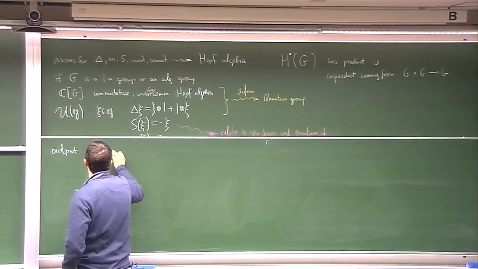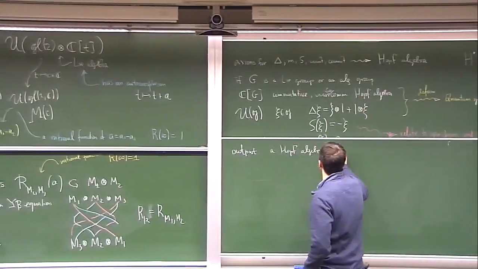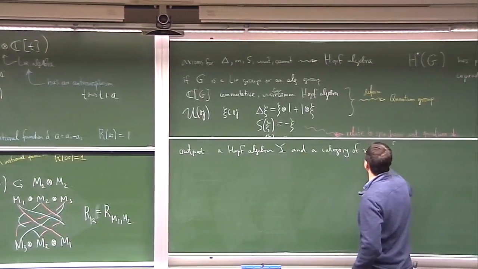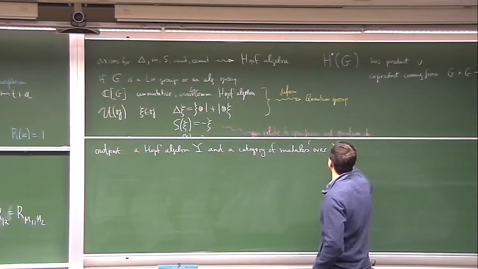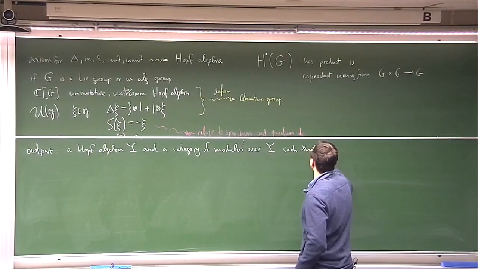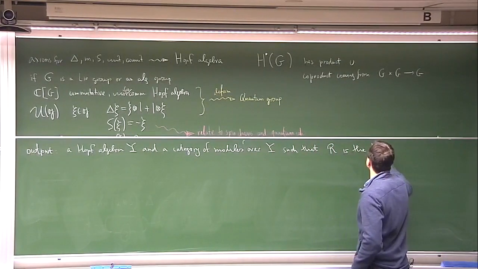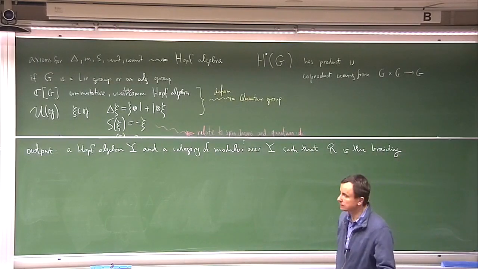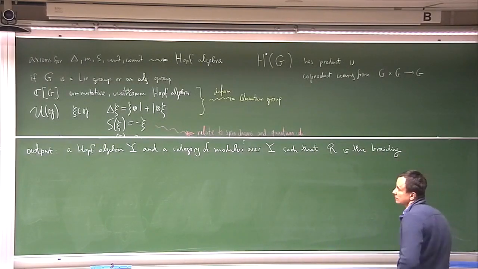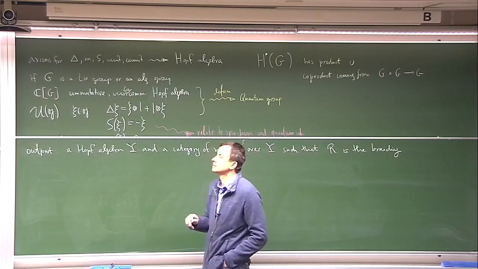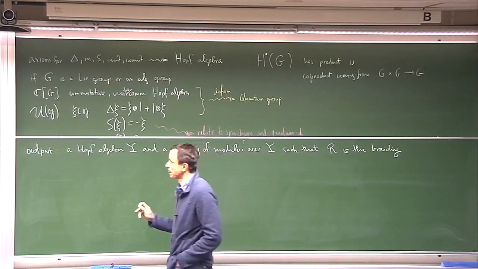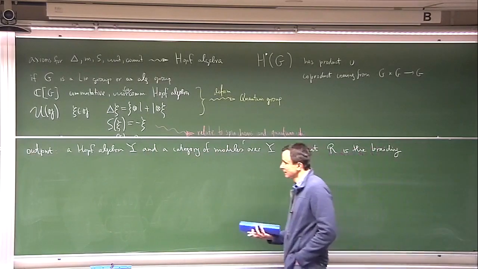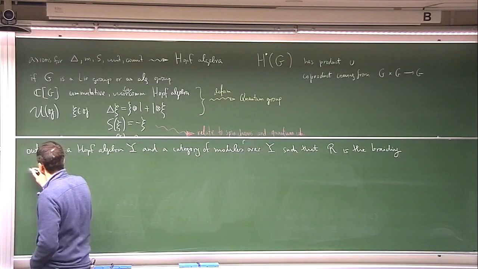a Hopf algebra Y and the category of modules over Y such that R is the braiding.